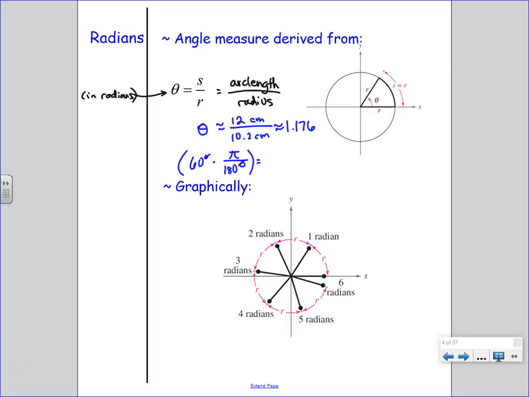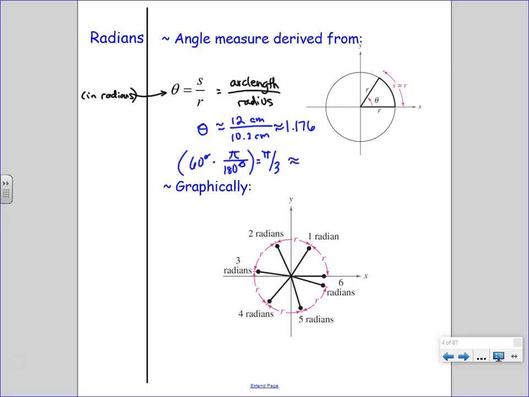Okay, what's 60 times pi divided by 180? Yeah, it'd be pi over 3. Pi over 3. But what is that as a decimal? Good. 60 over 180 is 1/3. Pi over 3, pi over 6, pi over 4, 3 pi over 4, 2 pi over 3.